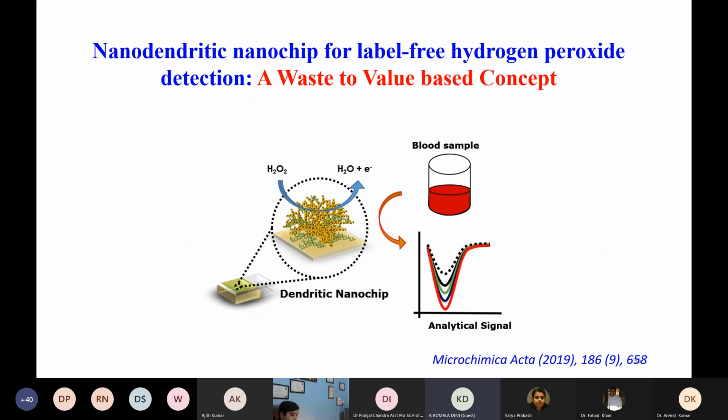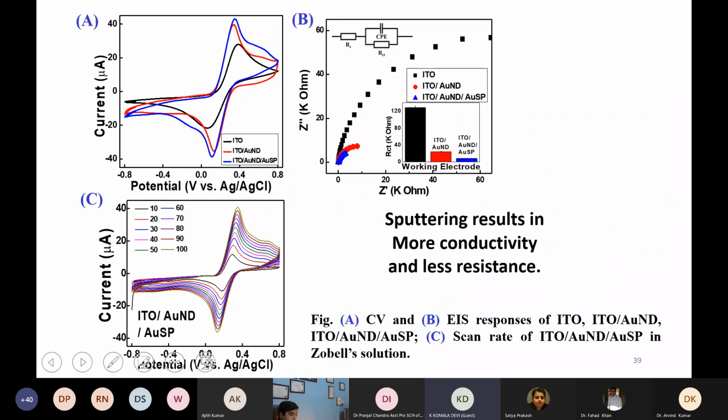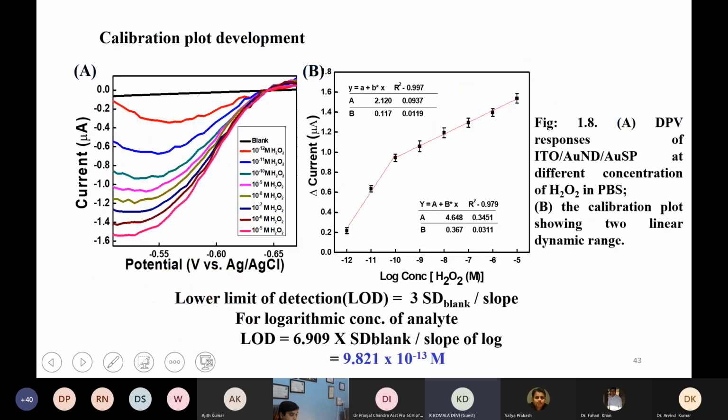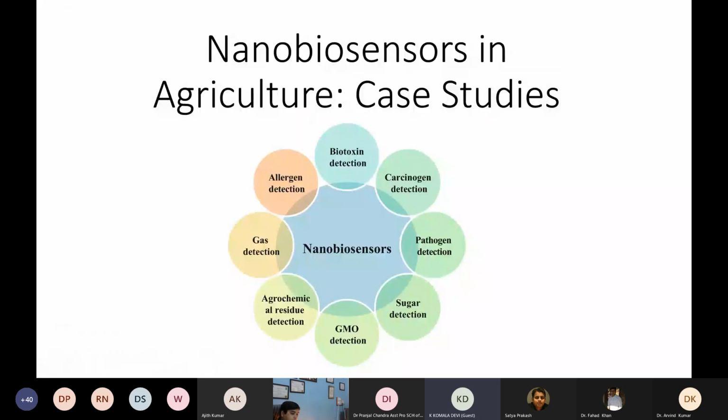In this case, we took one small chip and fabricated gold structures, and we went for the analysis of hydrogen peroxide through this reaction. Okay, that I'll skip. Under the microscope, you can see these 3D structures. This is a horizontal view, and that's a cross-sectional view.